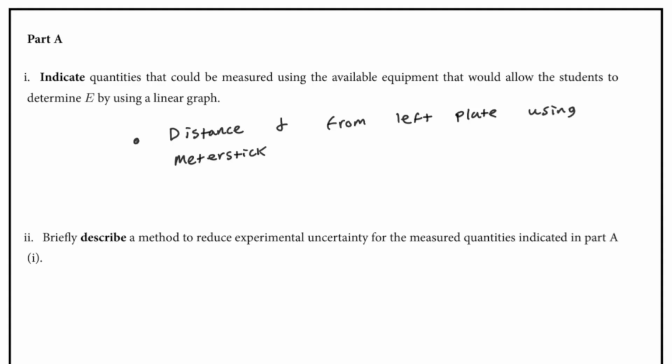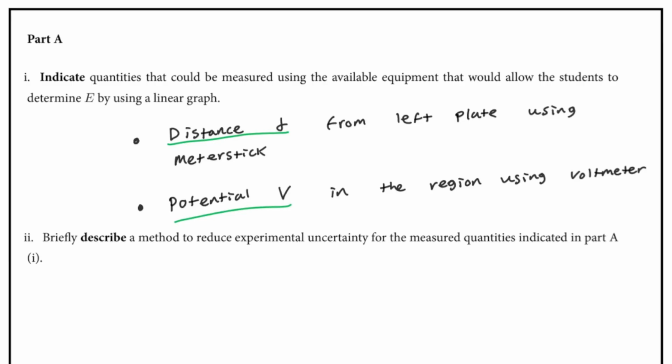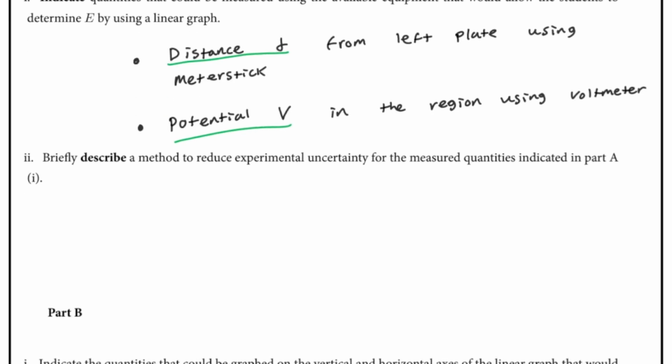You don't actually have to say that, I'm pretty sure, but we got time. And we can also measure the potential V in the region using the voltmeter. If you said measure distance, this is all you need to get A1. This is worth 1 point. If you said distance and potential, if it's clear what you meant from context, give yourself that point. This is A1.